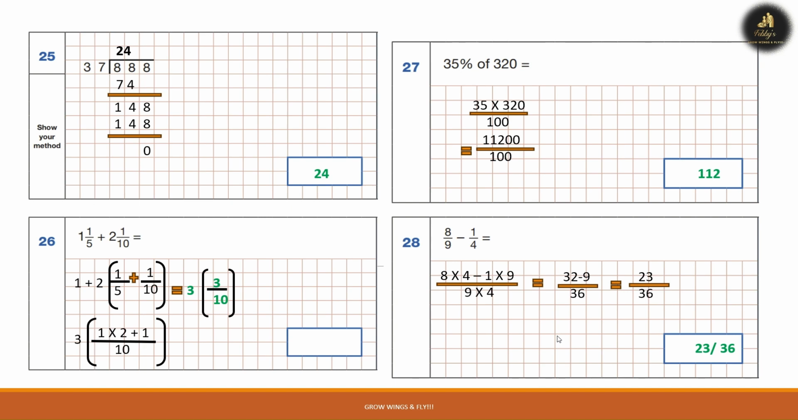For the next one, you multiply 35 with 320 to give 11,200. We then divide it by 100 to get 112. In question 28, it is all about LCM and subtraction of fractions. The LCM here is 36. So in order to have a common denominator, we need to multiply the first fraction with 4 and the second fraction with 9. Remember, we need to multiply the numerator and denominator with the same number for each fraction. Once we are done with that, we would get the answer as 23/36.